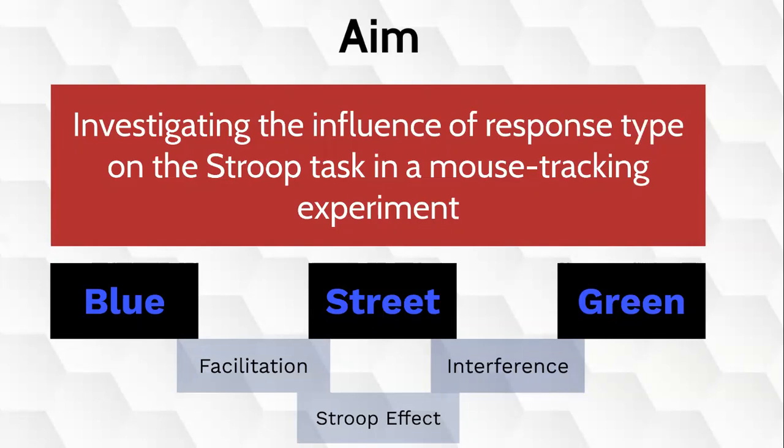The facilitation effect is giving faster responses to the congruent items compared to the neutral items. And the interference effect is giving slower responses to the incongruent items compared to the neutral items. The total of facilitation and interference effects, so the difference between the congruent and incongruent items, is the Stroop effect.